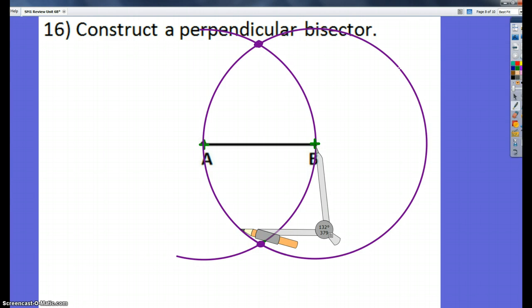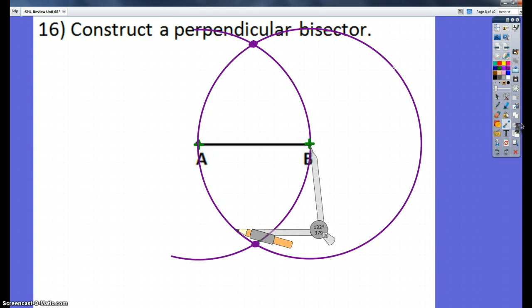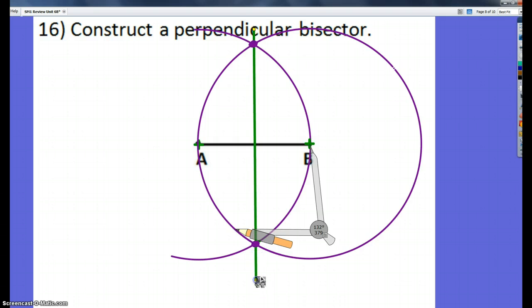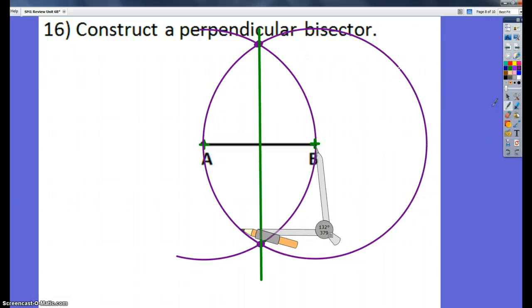And if I take my straight edge and I connect from one point to the other, I have constructed the perpendicular bisector, because right here, this is a 90-degree angle, and we have cut this line into 2 equal parts. And next year, you are going to have to prove that mathematically using congruent triangles. But for now, we're going to just make sure we know how to do the construction.